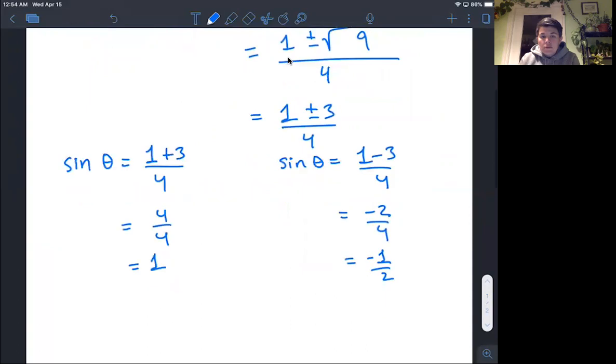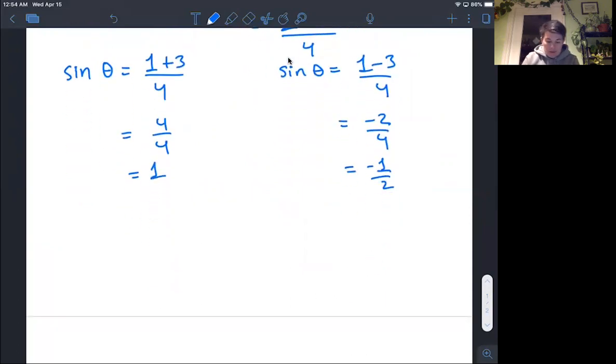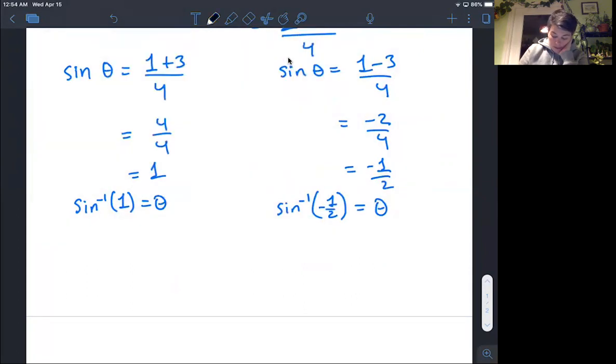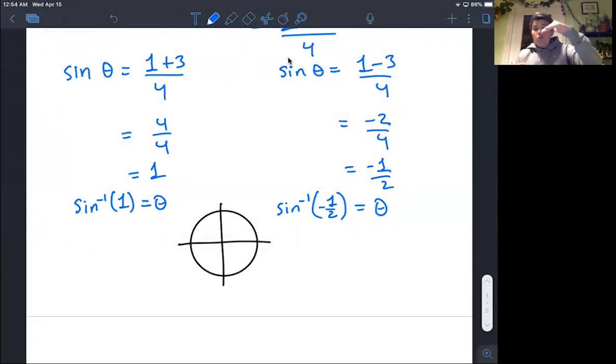So now, from there, oh my golly, look, I've already used a whole page. I can just say, all right, what's the inverse sine of 1? That's going to get me to theta. And then over here, I'm going to do the inverse sine of -1/2. That's going to get me to theta. So let's draw both of these on one unit circle. The sine is the y value, so when is sine equal to 1? That's going to be right up here at pi over 2. So I know here that pi over 2 is equal to theta.